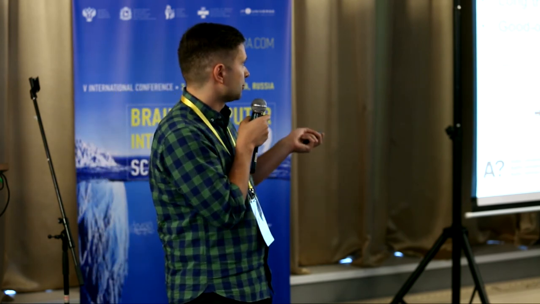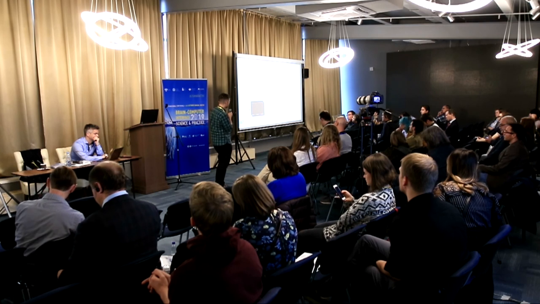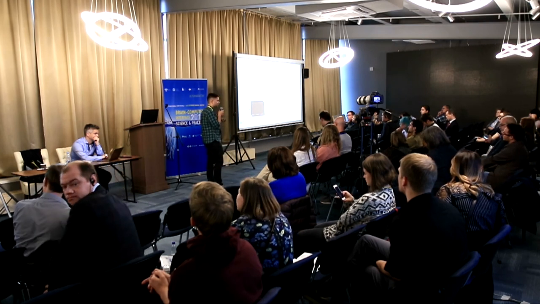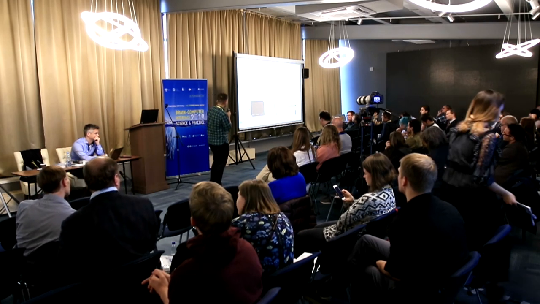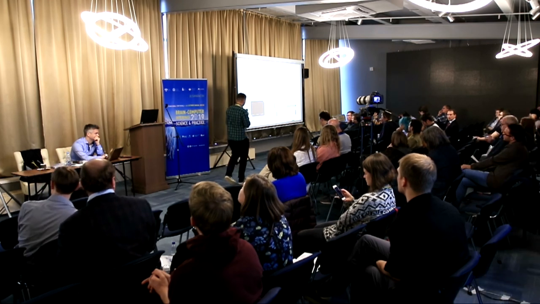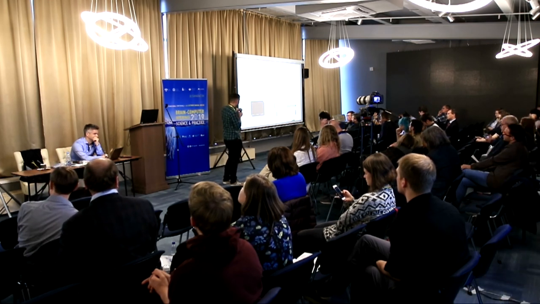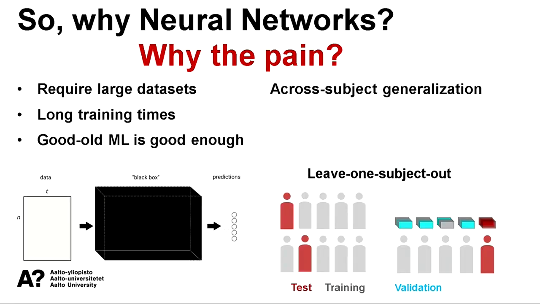Cross-subject generalization is where good old machine learning is not performing that well, and there is a potential for neural networks. Just a small example from MNE-Flow: because of the data format, we can efficiently perform leave-one-subject-out cross-validation. It's basically a function where you provide a metadata file, and it trains the model on n minus one subjects and then tests it on the other.